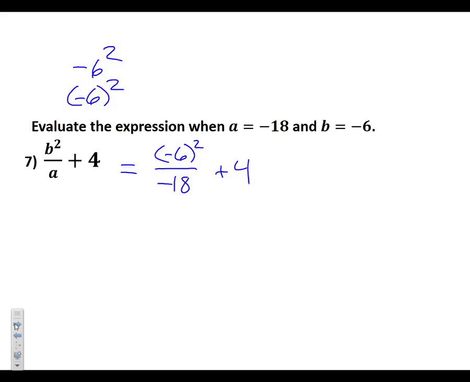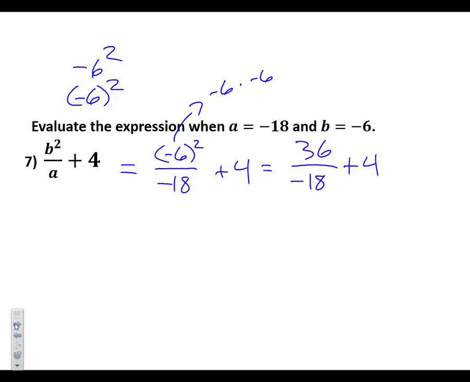Again, our fraction bar is a grouping symbol, so we're going to do the exponent first. We're going to go (-6) squared, and since it's in parentheses, that will give us a positive 36, because -6 squared is -6 times a -6, and a negative times a negative is positive. All divided by -18, and then we're going to add 4.